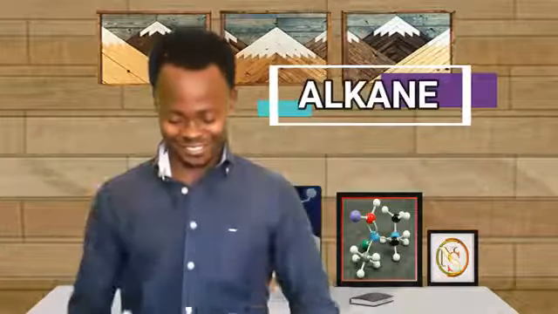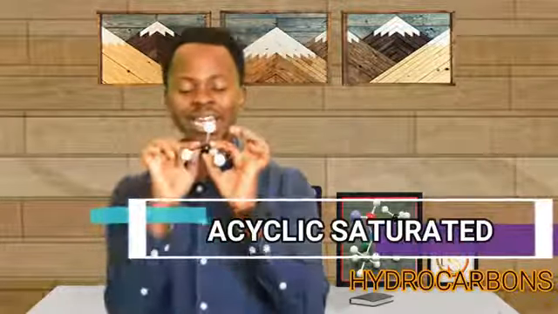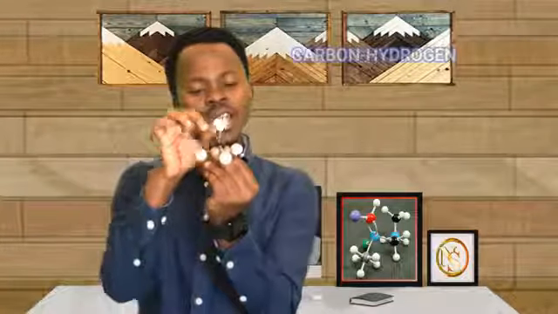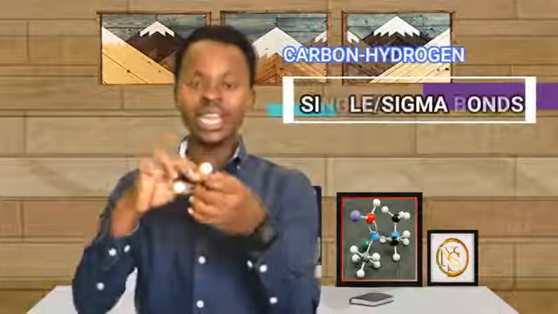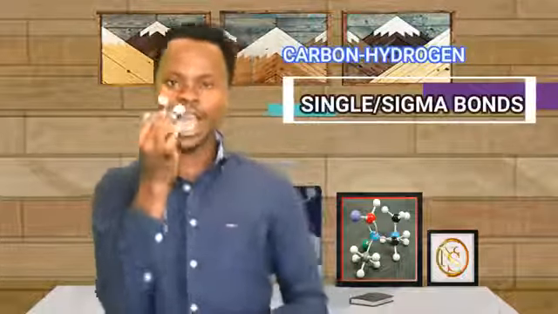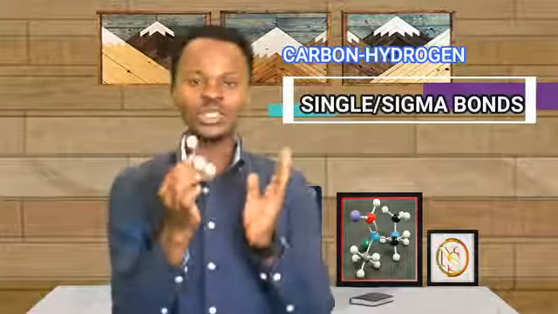Alkanes. Alkanes are acyclic saturated hydrocarbons which are made up of carbon and hydrogen atoms only. As you can see here, this is the hydrogen and this one is carbon. But carbon and hydrogen are attached together by single bonds alone. And therefore, wherever you see a hydrocarbon molecule which is made up of carbon and hydrogen atoms attached together by single bonds only, that molecule is an alkane.